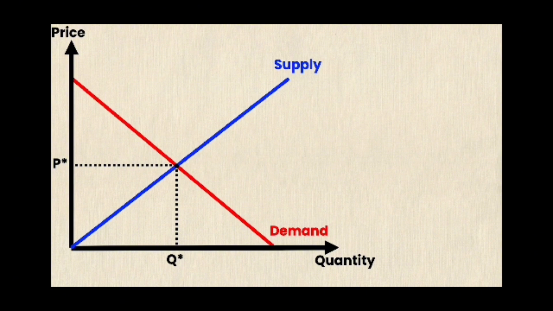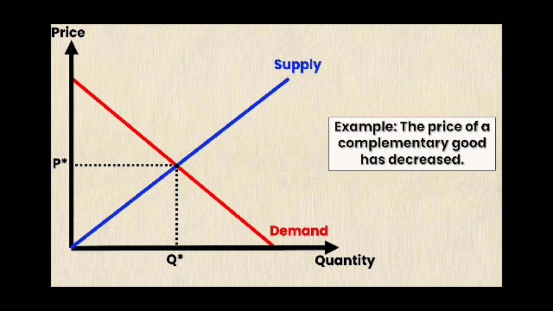Now we need to take a look at a demand shift factor. So here I have an example. The price of a complementary good has decreased. We know that the prices of related goods in consumption, so complements and substitutes, will shift the demand curve left and right when their prices change. In this case, the price of a complementary good is decreasing, which is going to shift my demand to the right.